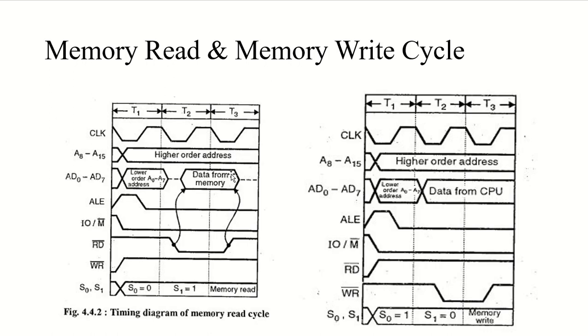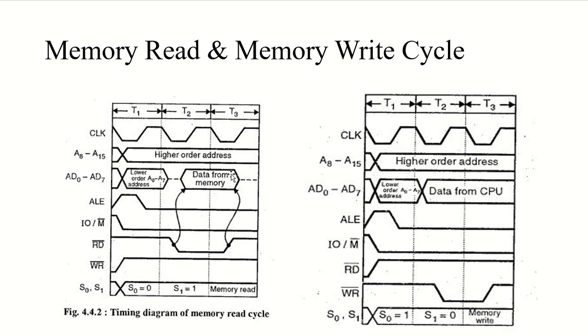Let's see memory write first. So memory write is used to store data in either data memory or stack memory. If it is data memory, then the address will be generated by the general purpose register pair, the HL register, always remember. And if it is stack memory, then the address will be generated by the stack pointer.